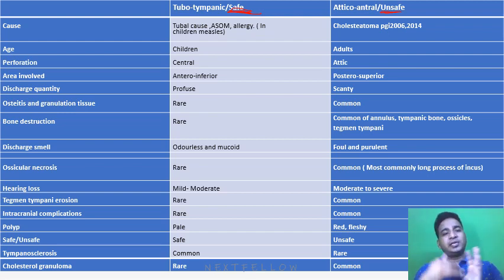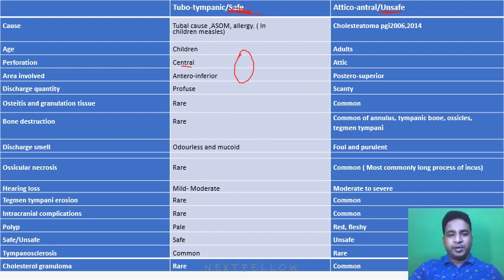So in safe CSOM, as the name suggests, tubotympanic, that means it happens in the tympanic cavity in the pars tensa. And the reason is mostly because of the tubo, meaning blockage of the eustachian tube. So safe CSOM is mostly because of an inflammatory process leading to the blockage in the eustachian tube, which further leads to collection of the secretions into the middle ear cavity, which is further invaded by multiple bacteria, leading to chronic suppurative otitis media. So the causes are tubal causes, ASOM, allergy, etc. More common in children.